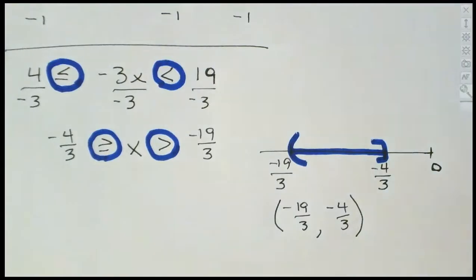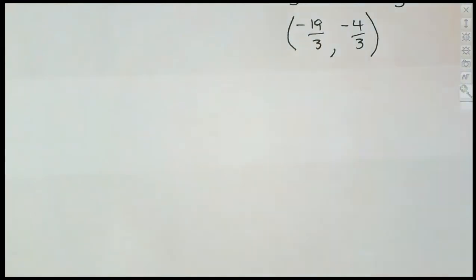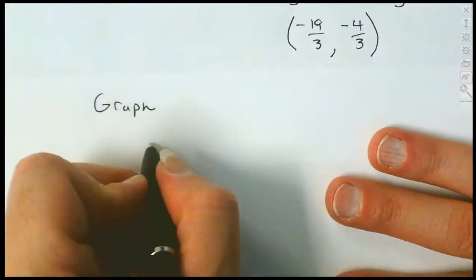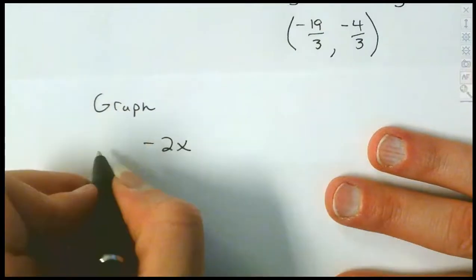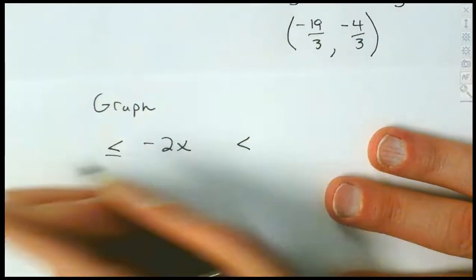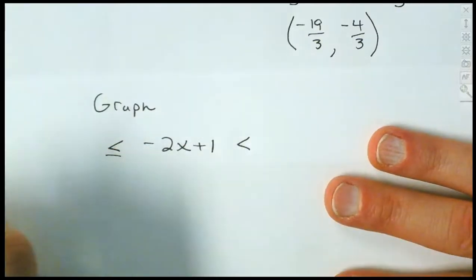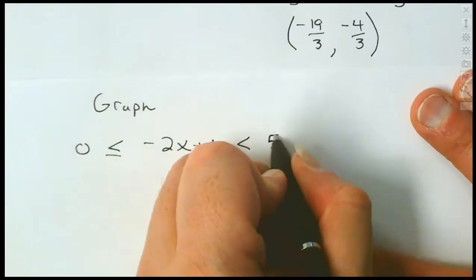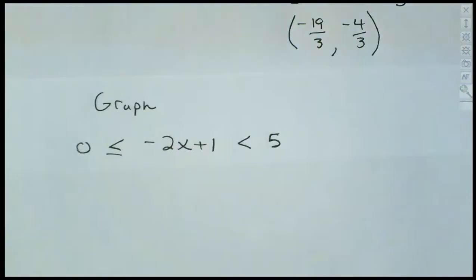Only time we have to flip them is when we what? Divide by a negative for the last step. So it's only that last step where we have to do that. We'll do one more here. So we're going to solve this one out and graph this inequality. So what do we do first? Move that 1 over.